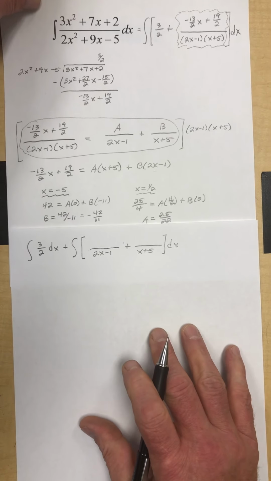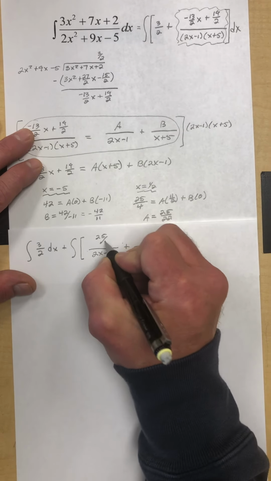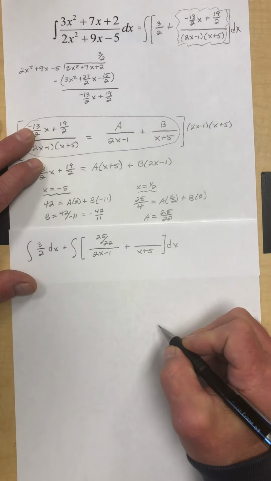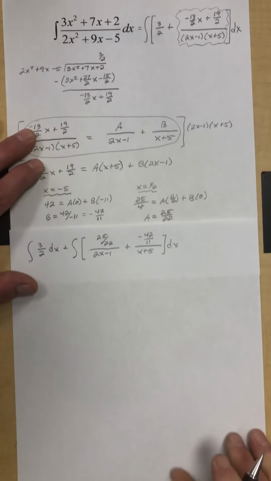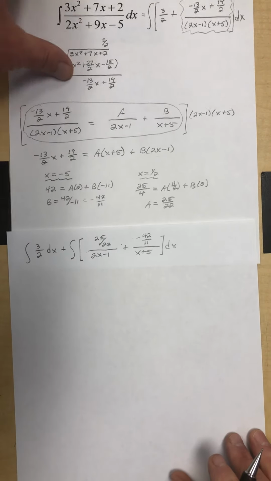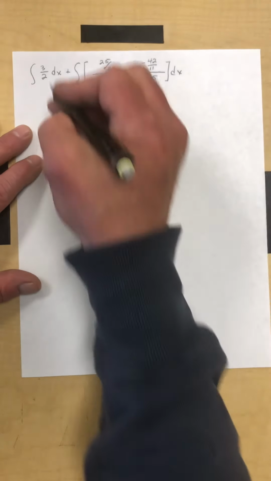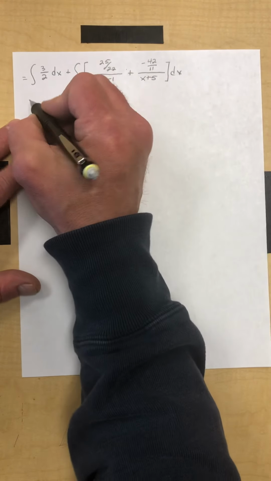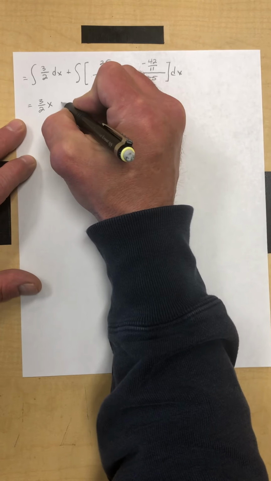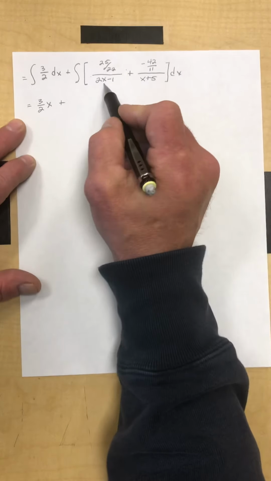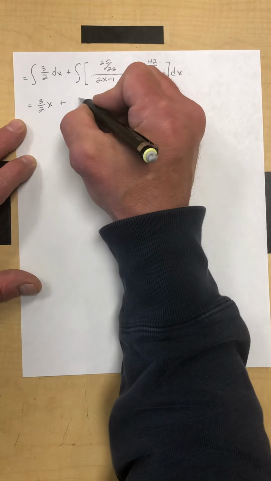So my a is 25 over 22, so that 25 over 22 goes here, and my b is negative 42/11, so that goes there. So I got everything set up, so we're good to go. When I integrate this guy, obviously I'm just going to get 3/2 x. I'm going to integrate both of these one at a time, so I'm going to take that 25 over 22, put it out front as a constant multiplier.